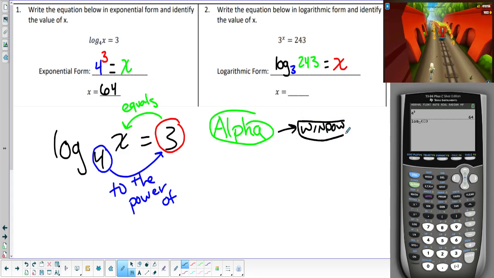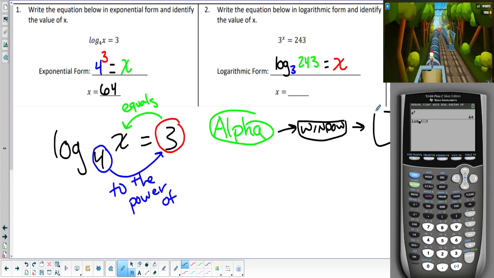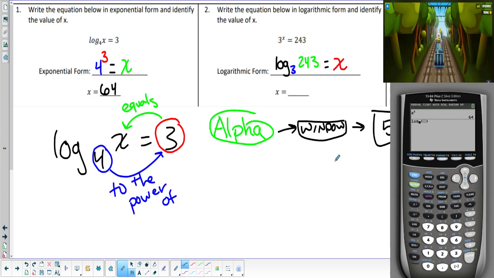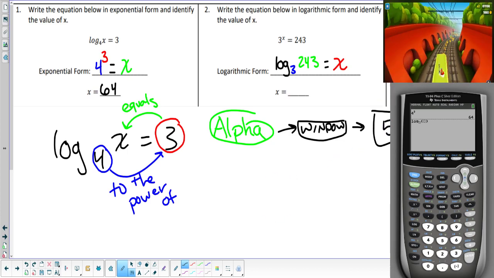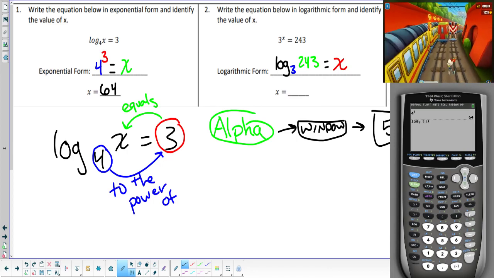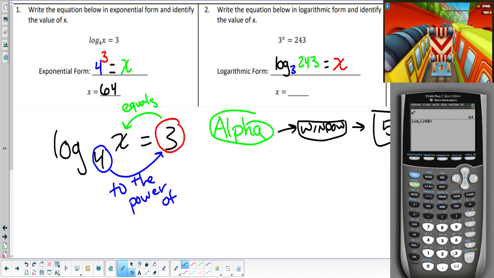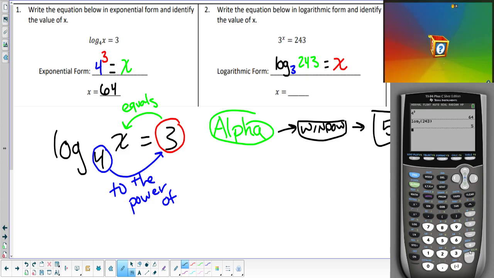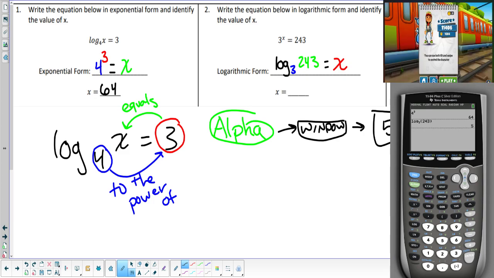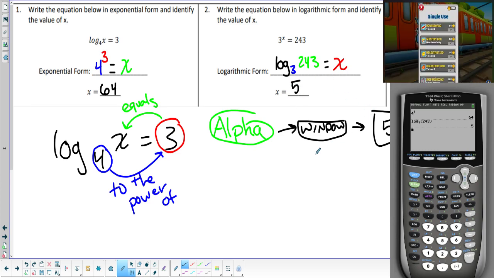It's like the skinny one at the top, and then you press the 5 key. And it'll take you to log base, which allows you to type in anything you want for the base, which in this case is 3, and then our argument is 243, which equals 5. So 3 to the power 5 equals 243. So x equals 5. All right, cool.